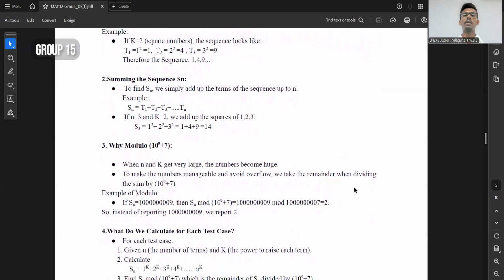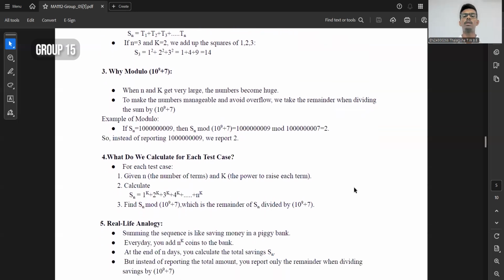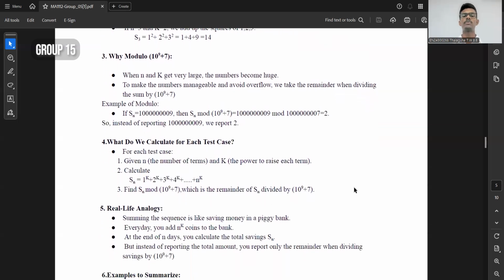But what happens when n and k are really large? Numbers can get huge, making them hard to manage. That's where modulo 10 to the power 9 plus 7 comes in. Modulo helps us keep numbers manageable. We only report the remainder when dividing Sn by 10 to the power 9 plus 7. For example, if Sn equals 1,000,000,009, dividing it by 10 to the power 9 plus 7 gives a remainder of 2. So instead of the huge number, we simply report 2.